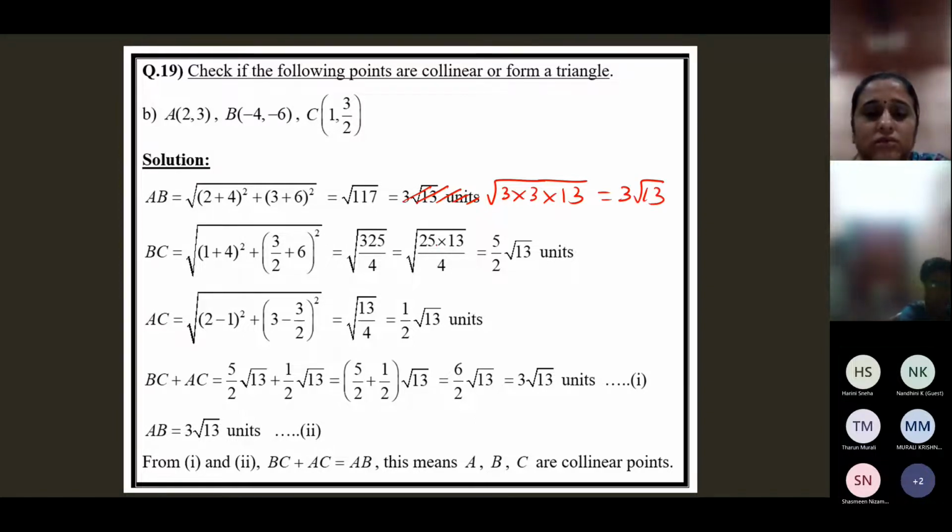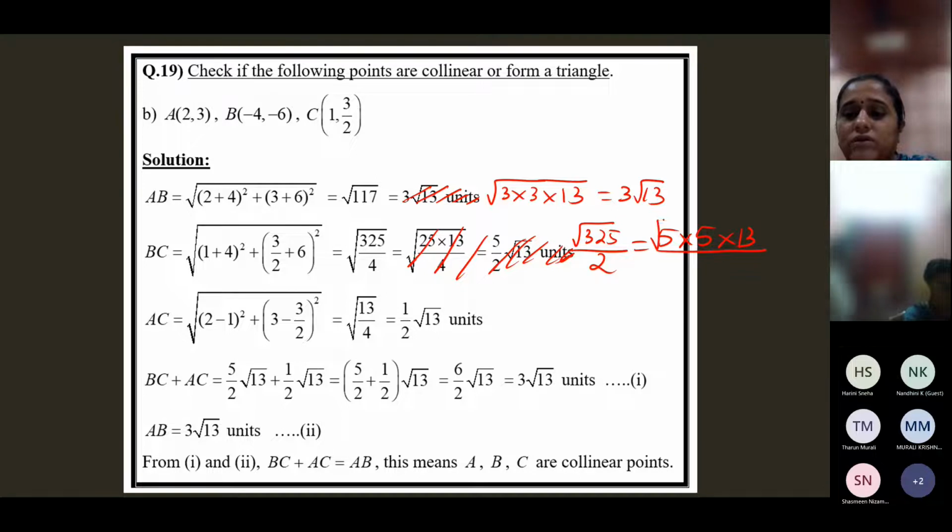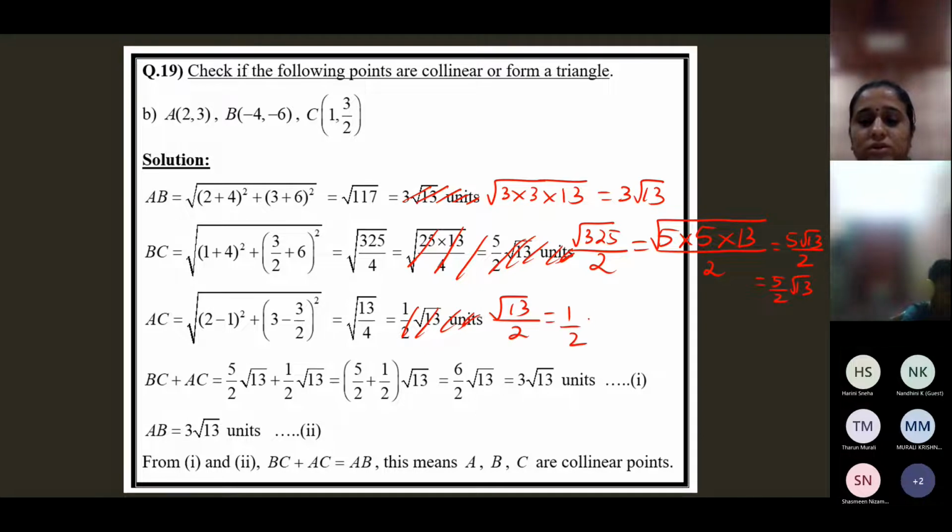And here you can write it like this, children. That will be square root of 325 by 2. When you find the factors of 325, you will get 5 into 5 into 13, divided by 2. So this is nothing but 5 root 13 by 2, which is nothing but 5 by 2 root 13. And this one, you can just write as root 13 by 2, which is equal to 1 by 2 root 13.